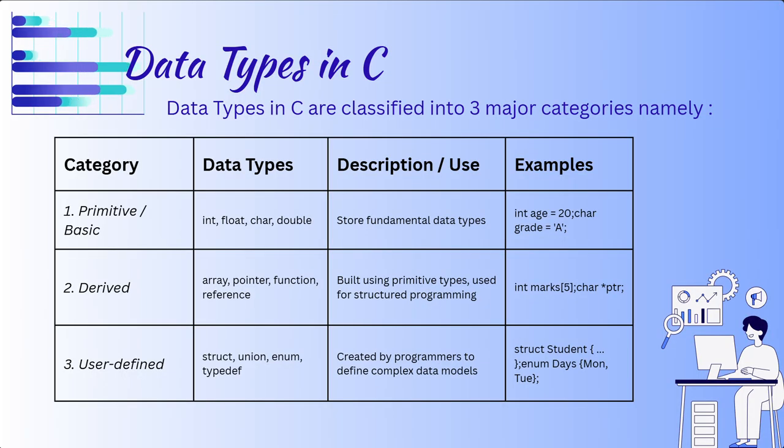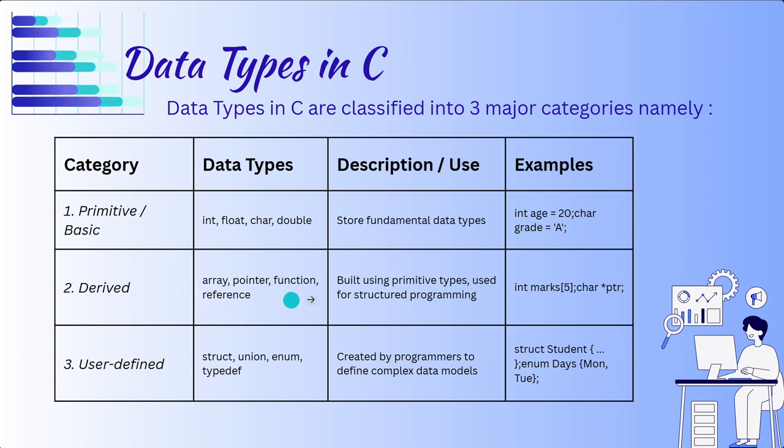We have data types. This is basically the theory of what I said just now. It's a tabular arrangement for understanding, learning and writing in the exam. This is very useful. Take a look at it: primitive basic data types, which include int, float, char, double. They store fundamental data like int age = 20, char grade = 'A'. These are examples of how it is used.